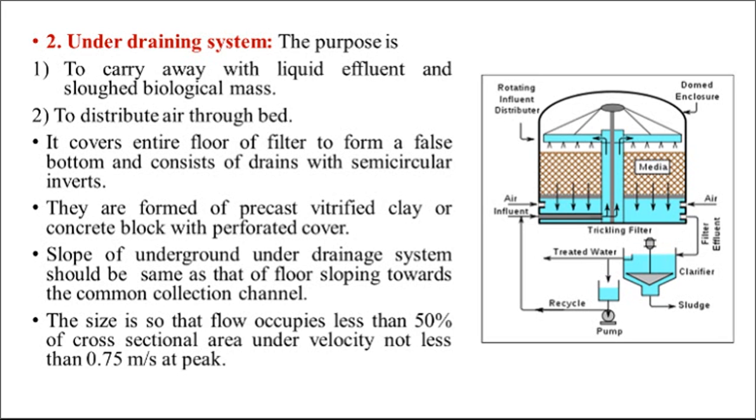The slope of the under drainage system should be the same as that of the floor, sloping towards the common collection channel. The size is so selected that flow occupies less than 50% of the cross-sectional area, with velocity not less than 0.75 meter per second at peak flow. In this case, this bottom portion is called the under drainage system, and through it the treated sewage is collected and sent to the next unit.